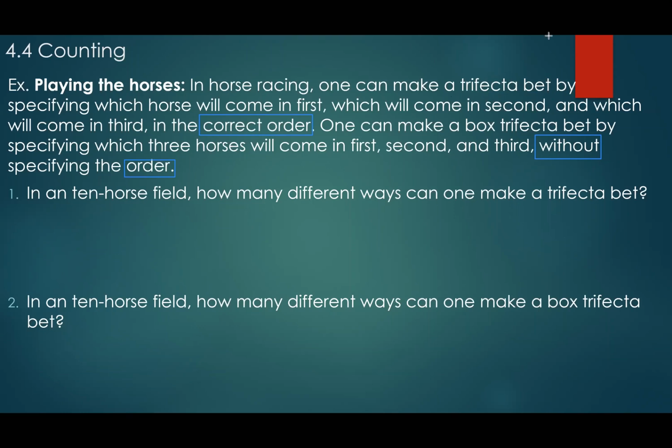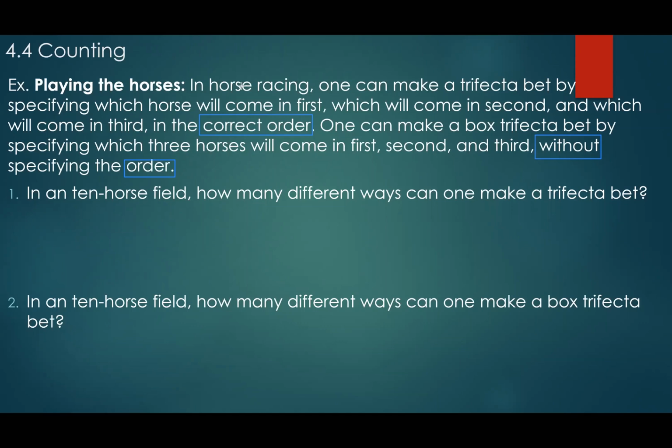For this box trifecta, the order doesn't matter, right? So sometimes what you need to ask yourself is, which one am I using? If you recognize that the order matters, that's where you use the permutation. If the order does not matter, that's where you use a combination. Once you identify which one, the second thing you need to ask yourself is, what is my total and how many am I choosing from the total?